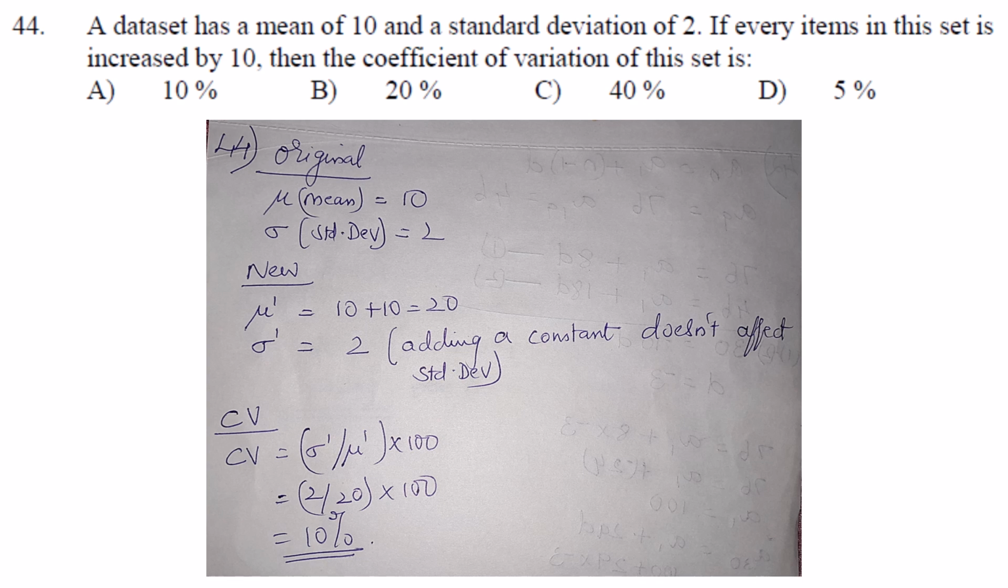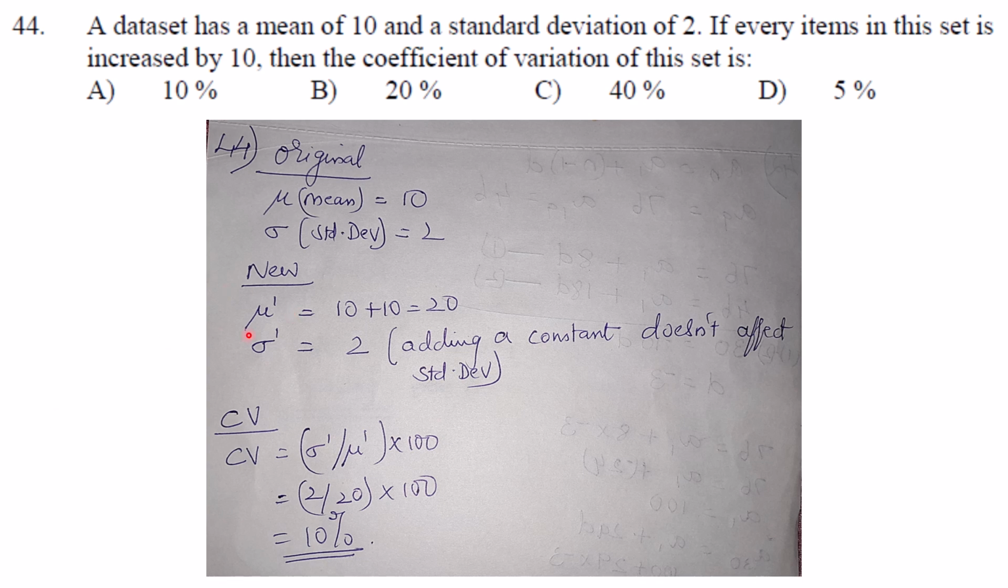Then next one, the data set has a mean of 10 and a standard deviation of 2. If every item in the data is increased by 10, then the coefficient of variation of this set is. Now one thing I will tell you is if every item in the data is increased by 10, your standard deviation is not going to be affected because it is a constant. Now the mean will be increased by 10. So in this case the original mean is 10 and the original standard deviation is 2.